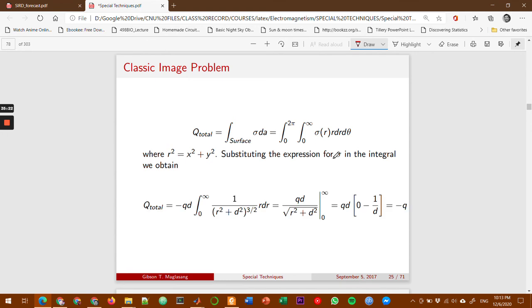We have r squared plus d squared to the 3 halves, and then just evaluate the integral of that. Using the table of integrals, you can get this. Then evaluate the resulting integral from 0 to infinity, you get this. And so the total charge, of course, is negative q. So that is the induced charge. You have positive q on the real charge, so the induced charge there is negative q.